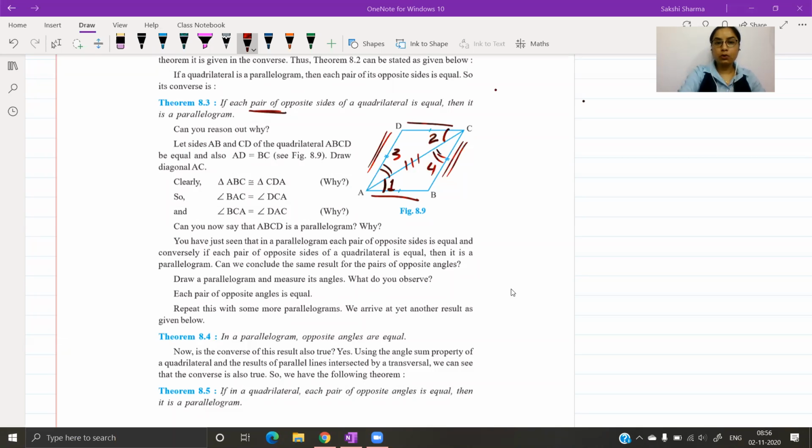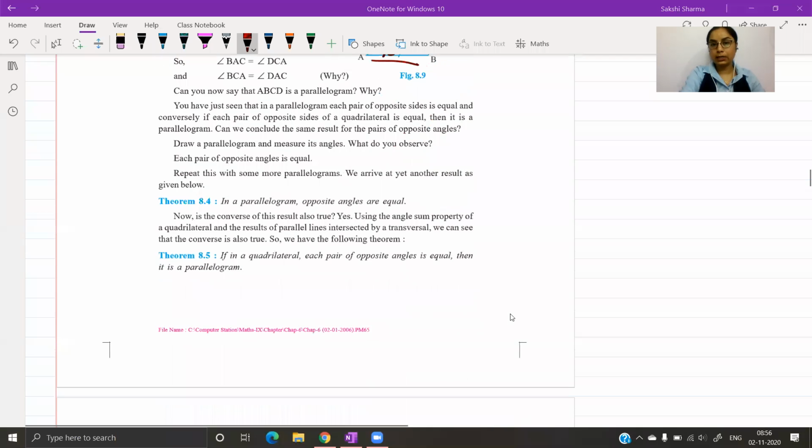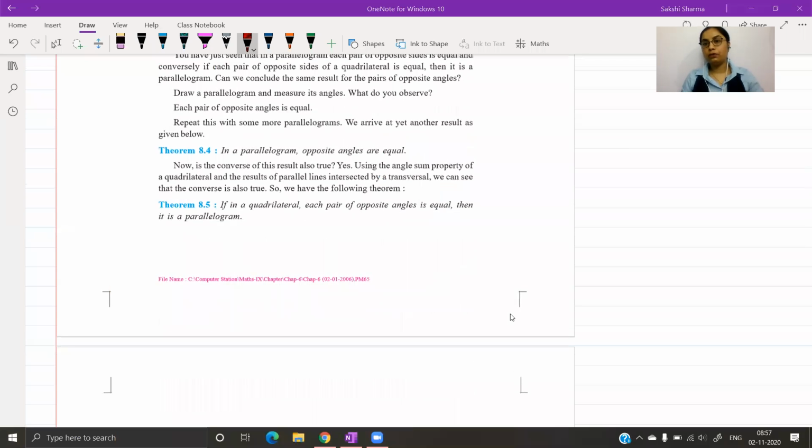Next property of a parallelogram is that the opposite angles are equal. That's theorem 8.4. We use this property. So if it's given that a quadrilateral is a parallelogram, we can use that its opposite angles will be equal. So similarly, the congruence from theorem 8.1 gave this result. When you congruent two triangles, by CPCT you get that the opposite angles are equal.